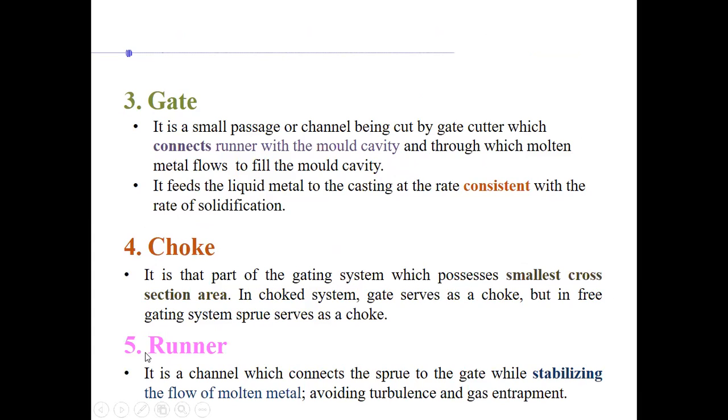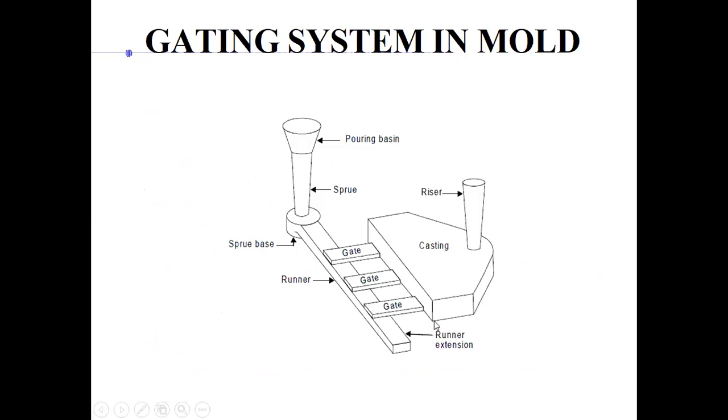Now you see it comes to the runner. Now what happens? This is a channel which connects the sprue to the gate, while stabilizing the flow of molten metal, that is avoiding turbulence and gas entrapment. The role is to stabilize. You can see what I've highlighted. The role is to stabilize the flow of molten metal. It has entered the sprue. As I told you, the velocity is increased. That is for sure.